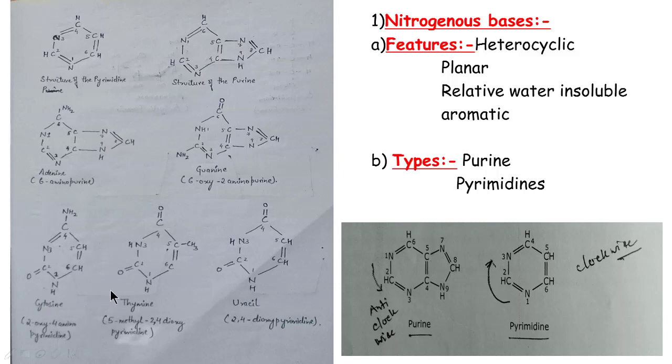It is the cytosine. In the thymine, at the 5th position, a methyl group is present, while at the 2nd and 4th positions, oxygen is present. Therefore, it's known as 5-methyl-2,4-dioxypyrimidine. And the structure of uracil is like this. In uracil, at the 2nd and 4th positions, oxygen is present. Therefore, it's known as 2,4-dioxypyrimidine. Always remember, the name purine is very small, but its structure is big, while the pyrimidine's name is big, but its structure is very simple and small.